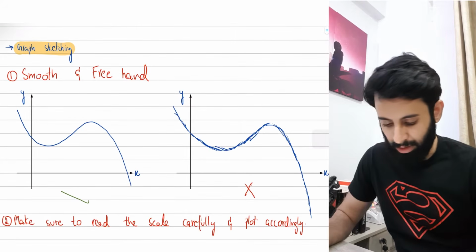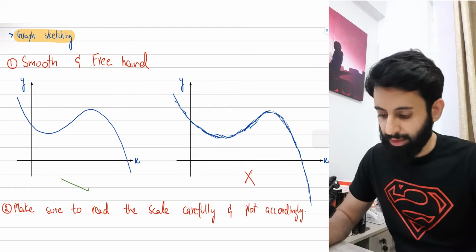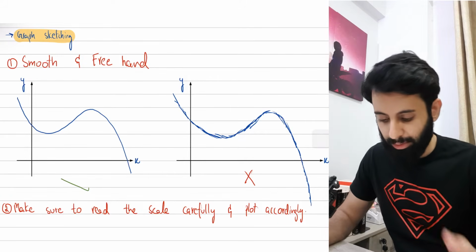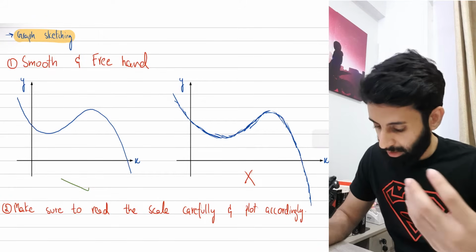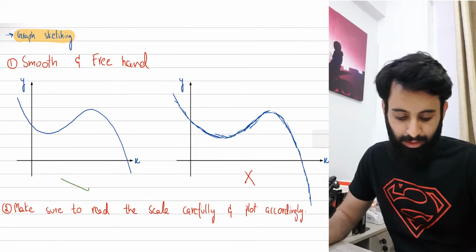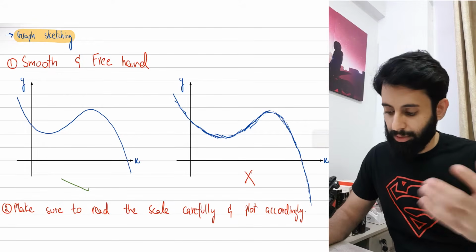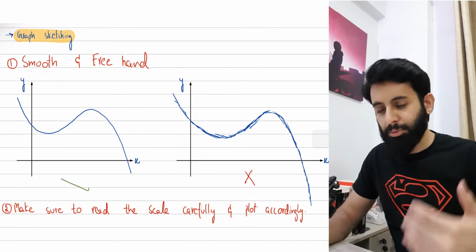So that's one concept. And then we come to sketching. So when you're sketching, make sure it's a smooth and a freehand curve. Yes, it needs to be a curve. Okay, you don't need to join all the points using a straight line. So you can see here on the left there's the right way to do it, and on the right there's the wrong way to do it. Okay, so you're not making a sketch or something. You're drawing a curve, so it has to be smooth, it has to be freehand.